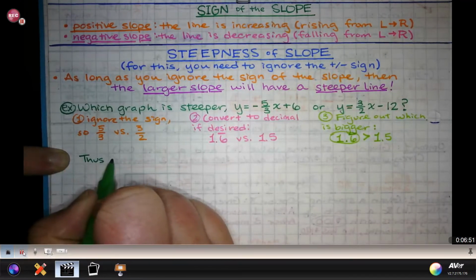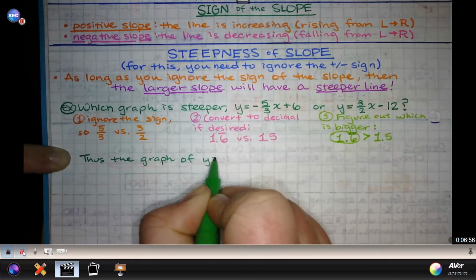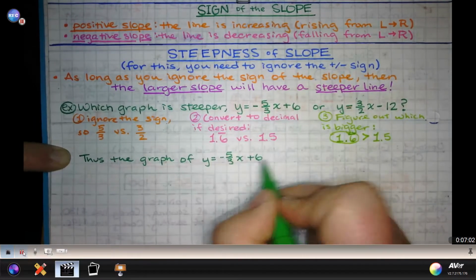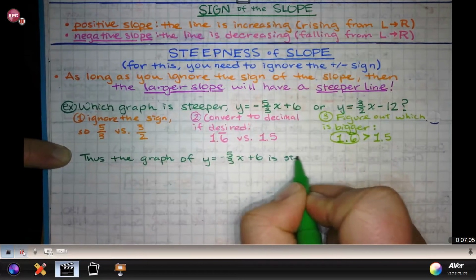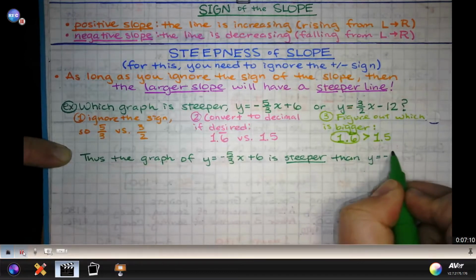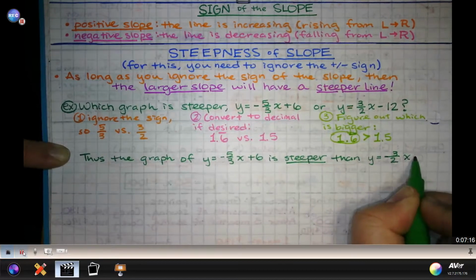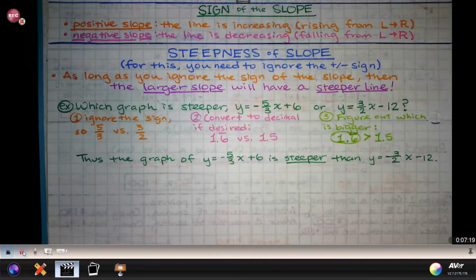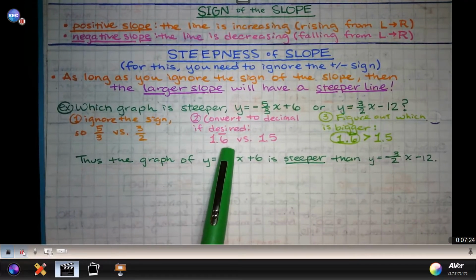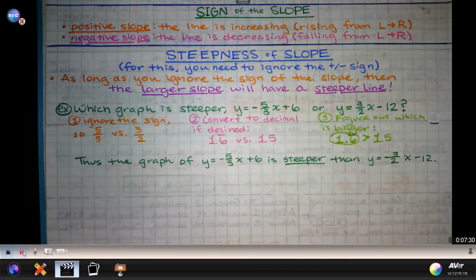thus, the graph of y equals negative 5/3 x plus 6, nothing to do with the y-intercepts, is steeper than y equals, oops, not negative, I'm sorry, just 3/2 x minus 12. Doesn't matter. Okay, so there you go. That is which one is steeper. Ignore the sign, convert it to the decimal form if you want, and then determine which one's bigger. If they ask which one's less steep, you'd want to find whichever one's smaller.